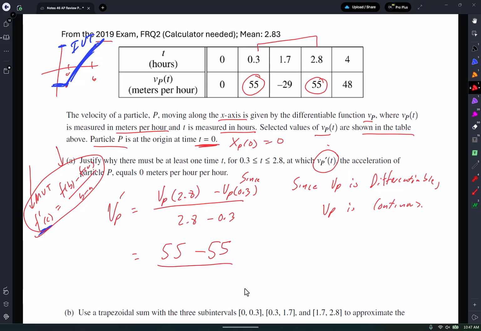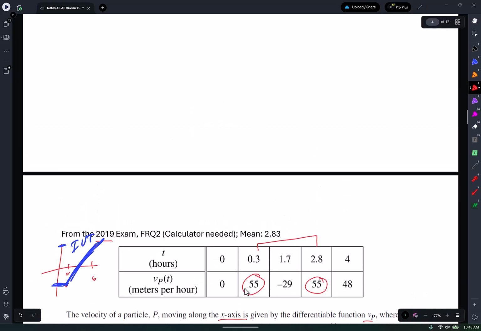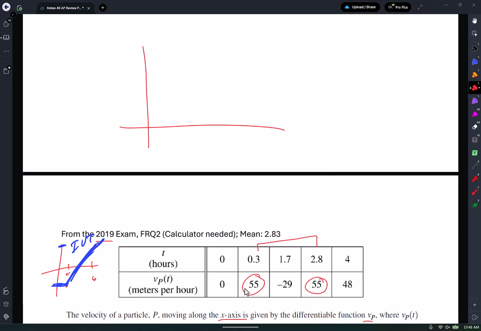All the mean value theorem guarantees, so I have some curve. I'll just draw a curve like this, putting some points. 0, 0. I'm going to call this 0.3, 55. I'm going to say 55 is right here. And I'm going to say 1.7, negative 29. I'm going to say negative 29 down here. And then 2.8, I'm back at 55. And then 4. I'm not doing anything to scale, guys.